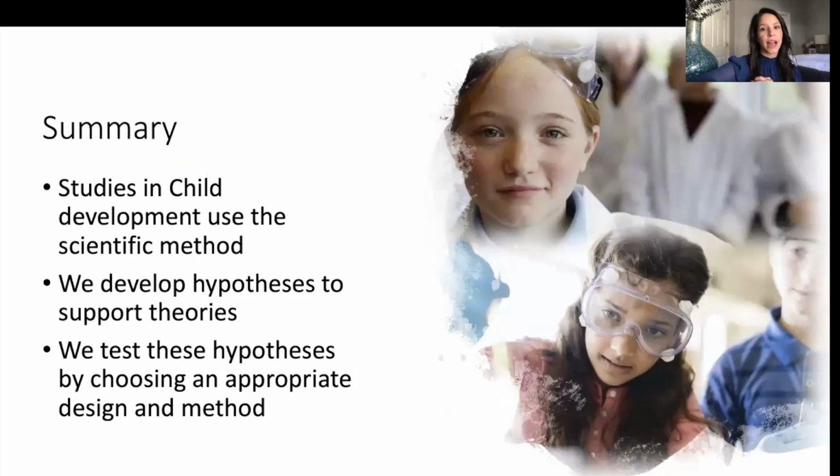So to summarize, studies in child development, of course, use the scientific method. We are always developing new hypotheses and testing them in a rigorous manner in order to get closer to the truth. Now, remember, we can never prove anything, but we are getting closer and closer to the truth with every new study and every hypothesis that is tested. We always develop hypotheses in order to provide evidence for the theories that exist, and only the theories that have a lot of evidence supporting them and hypotheses that have been tested and been supported stay in child development.